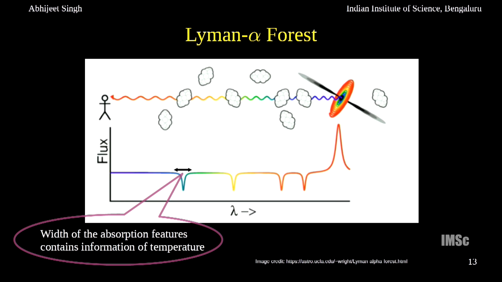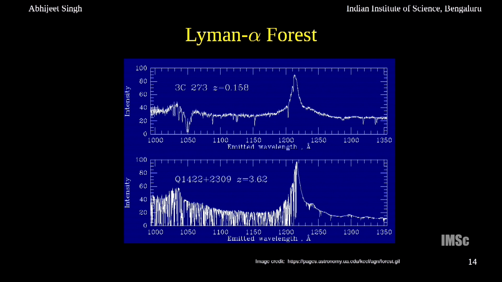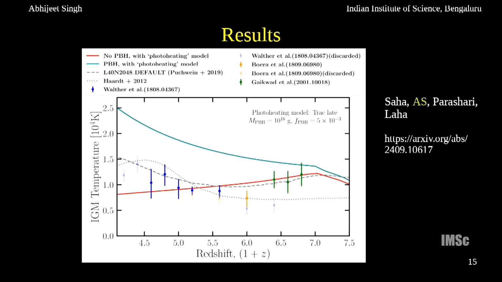By analyzing these spectra, people have been able to find the temperature of the intergalactic medium as a function of redshift. This is just to show you what the spectrum actually looks like. Just focus on this lower spectrum. This is a quasar at redshift 3.62, and as its light comes to us, it sees all these absorption lines due to the various clouds in the intervening region between the quasar and the observer.